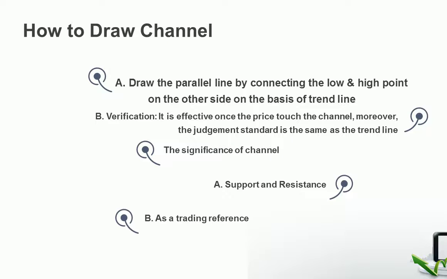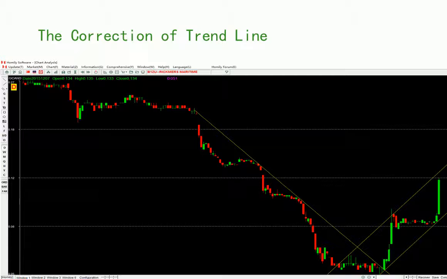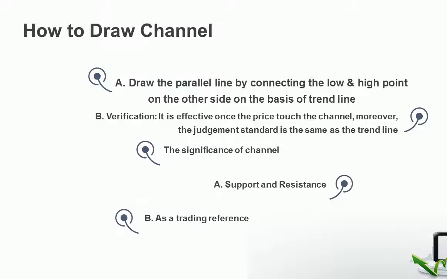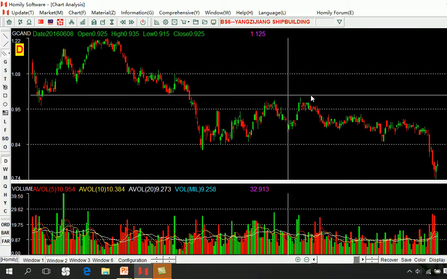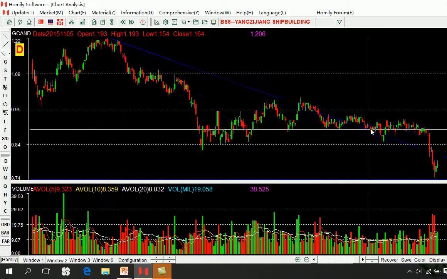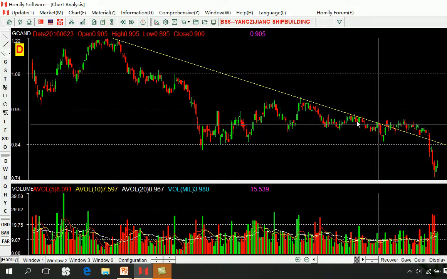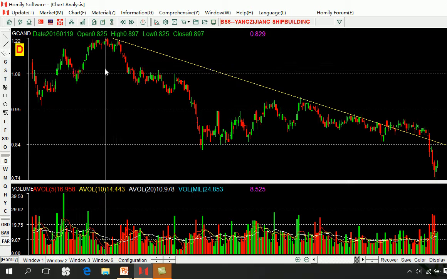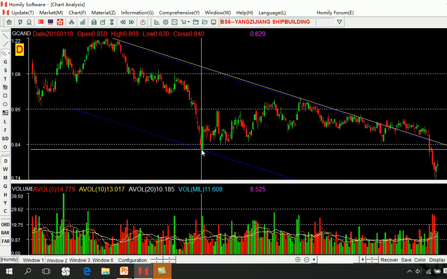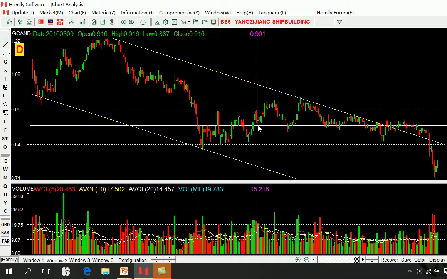Okay. So I hope you can remember this, the trend line and how to draw the channel. Draw the parallel line by connecting the low or high point on the other side, on the basis of the trend line. So how to draw the trend line? Firstly, this is the downtrend. We can connect the high point to the next high point. If you connect this high point to this high point, you should find the lowest point between these 2 points. So this is the trend line, but we should know whether it's effective or not.